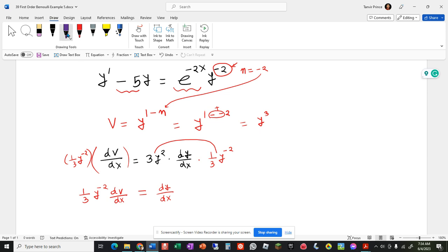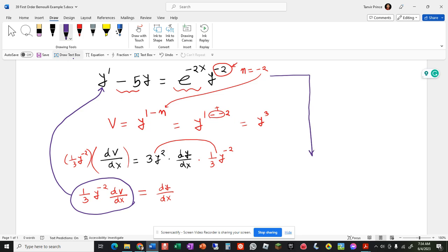So now let's go ahead and make the substitution. So this goes in place of dy dx. dy dx, same thing to say y prime. So I'm only going to do that substitution. So let's do it here. So let's make the substitution. So I'm going to replace y prime by 1/3 y to the power negative 2 times dv dx. And copy everything else. Minus 5y equal to e to the negative 2x times y to the power negative 2.